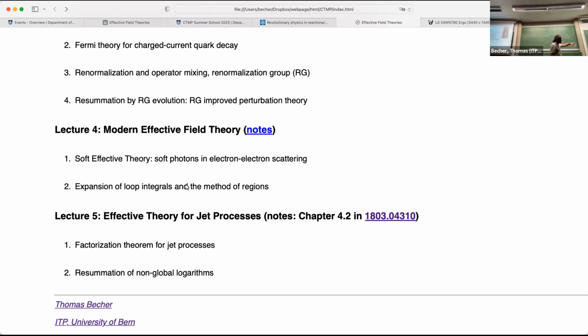This type of factorization formula is actually used. So the people who first derived it were Yennie, Frautschi, and Suura, and it's the basis for Monte Carlo treatments of soft photons. So these properties are really used. And if you have parton showers, which include photon corrections, then you make use of exactly this type of properties.